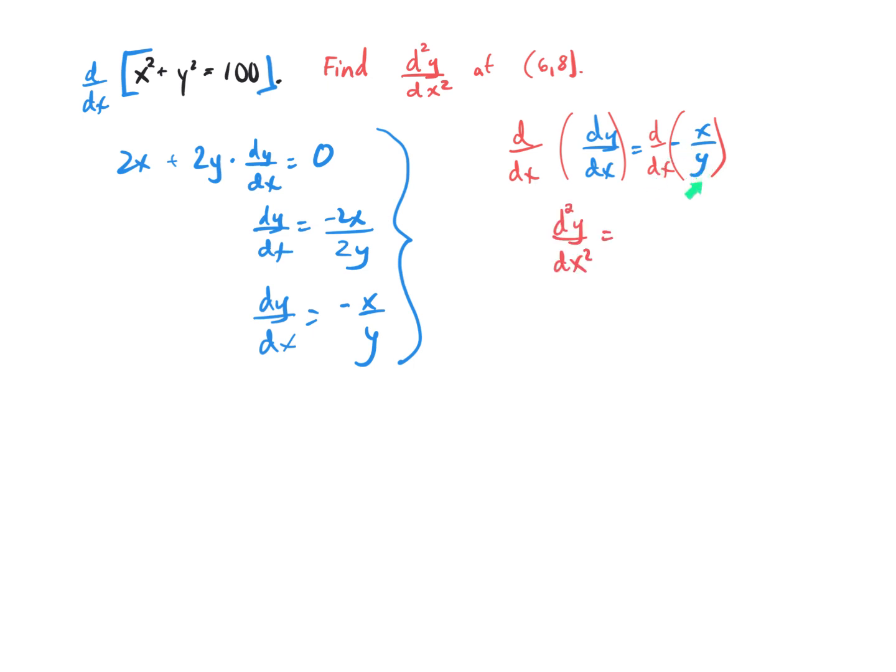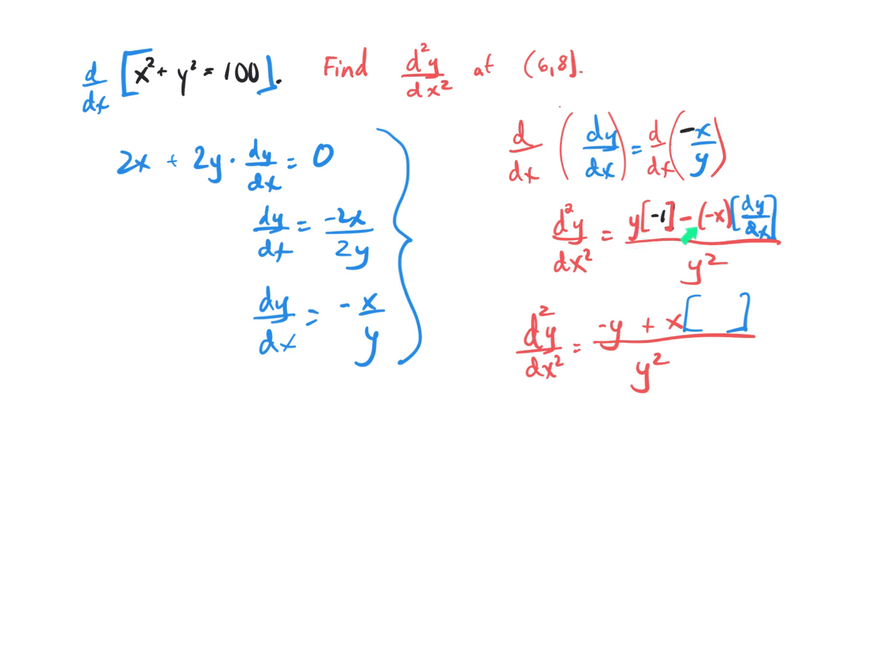We can use the quotient rule, or you could rewrite that and use the product rule. I'll just leave it this way and do the quotient rule. I'm going to rewrite this opposite as a negative x. All right, onward to the quotient rule. Low, d high, minus high, d low. And the derivative of the denominator is just 1, but using the chain rule, then it's dy/dx. All divided by low squared.